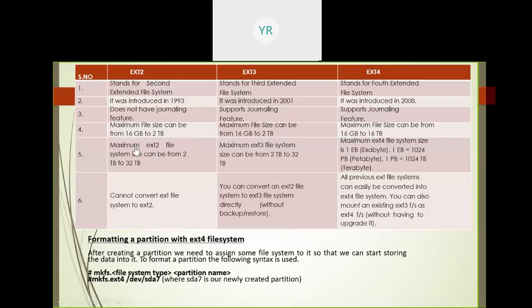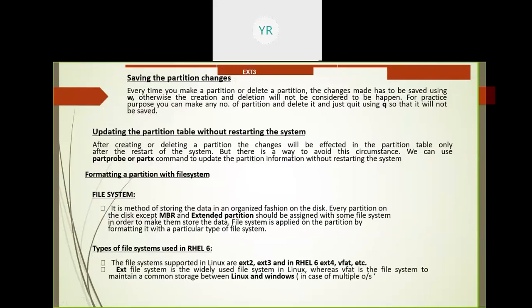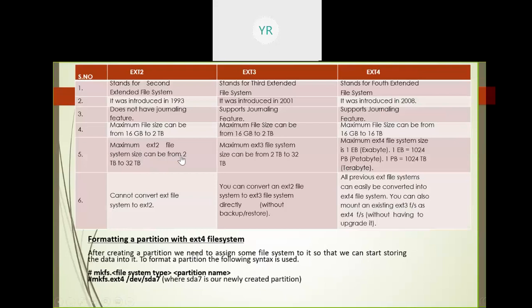In the same way, the maximum file system size and the file size are both different. A file is an individual file; a file system is the entire file system type. This entire file system size is collectively all files on that particular mount point. I'll tell you what a mount point is: a mount point is nothing but a simple directory. ext2 supports a maximum file system size of 2 TB to 32 TB.